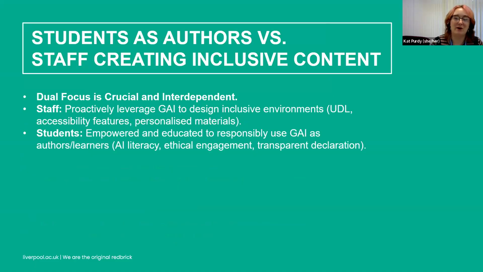So we need to reframe our thinking about Gen AI from a single focus tool to a shared interdependent ecosystem. On one side, we've got the staff who are the architects of the learning environment, and their role is to use Gen AI to design for inclusivity. And on the other side, we have students who are the active participants and creators. They must be equipped to use Gen AI responsibly as authors and learners, which involves teaching them about AI literacy, what it is, how it works, and its limitations, along with the ethical considerations and the importance of being transparent about their use.